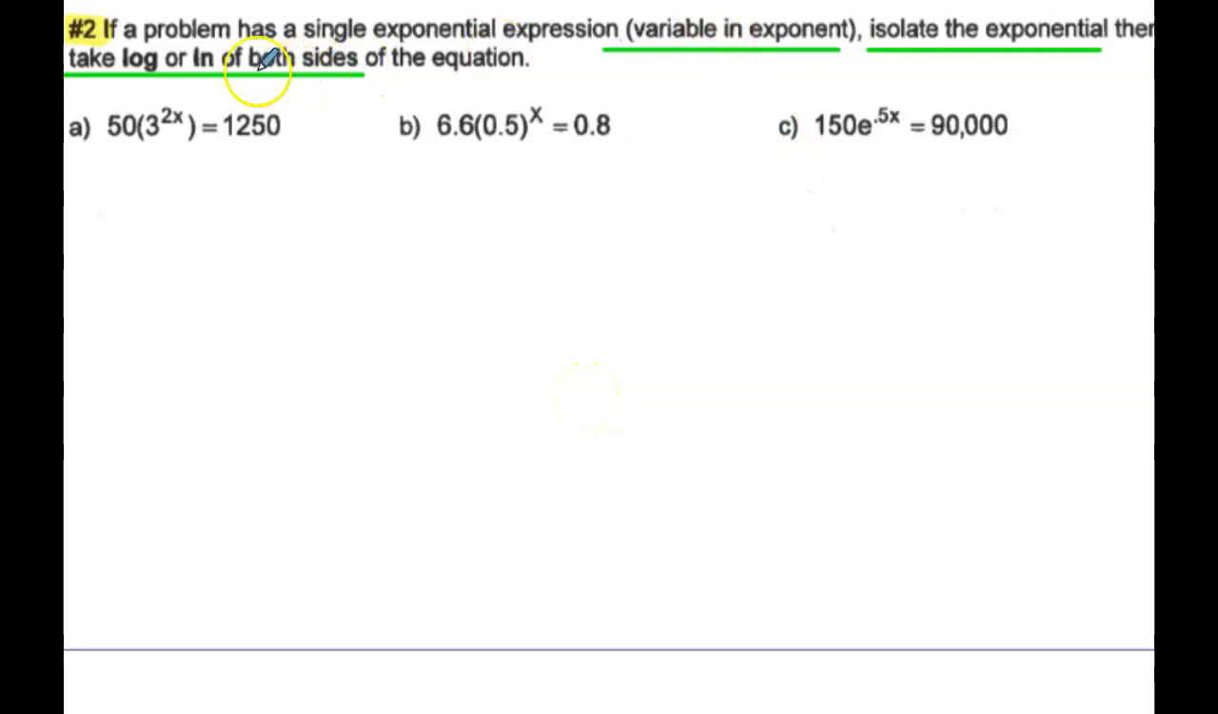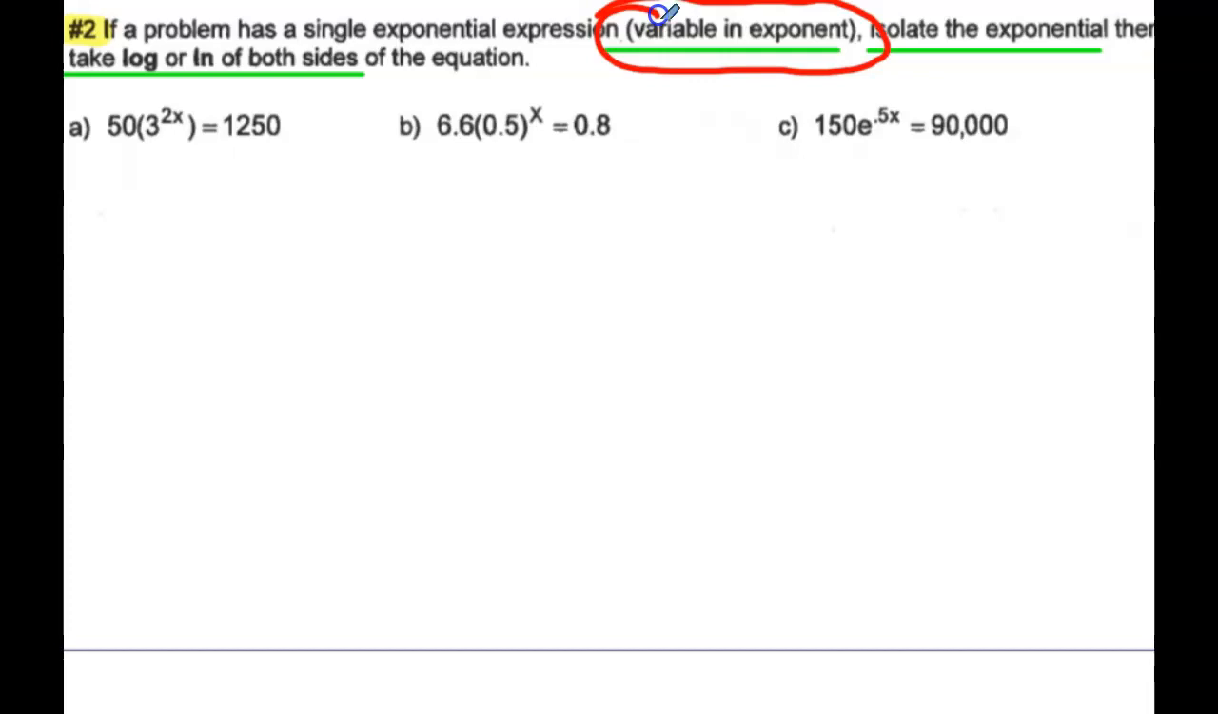Okay. Strategy number 2 here is if a problem has a single exponential, which means variable in the exponent, guys. You need to know that vocabulary. It's an exponential when the variable is in the exponent. You want to isolate that term and then take the log of both sides. And I'll show you, but it doesn't matter. As long as you do the same base on both sides, it does not matter.